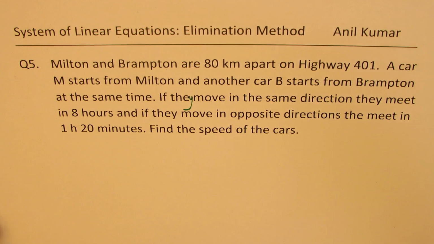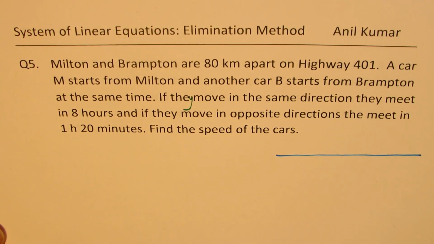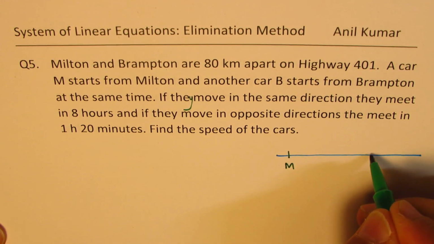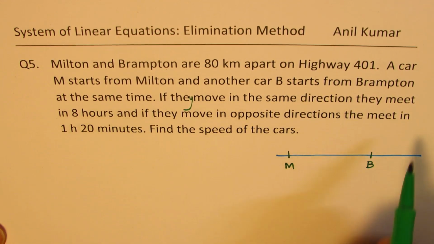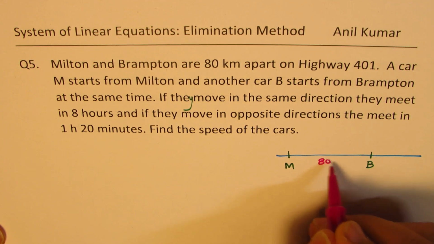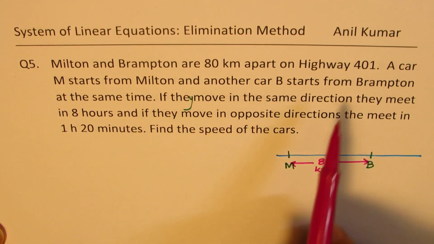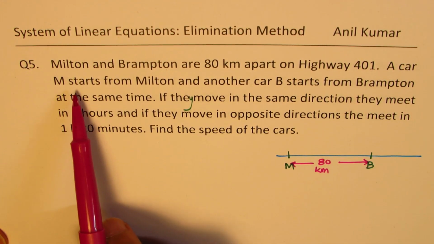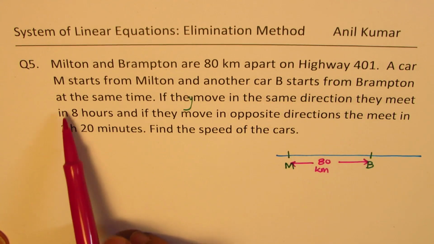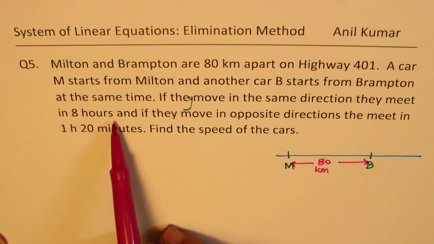Well, let's sketch the scenario. So let's say that's the highway. Milton and Brampton. Let's say this is Milton and this is Brampton. And they are given to be 80 kilometers apart. Okay. Now if a car M starts from Milton and another car B starts from Brampton at the same time, they move in the same direction, they meet in 8 hours.